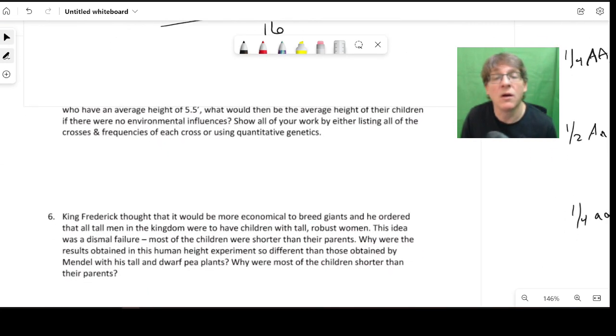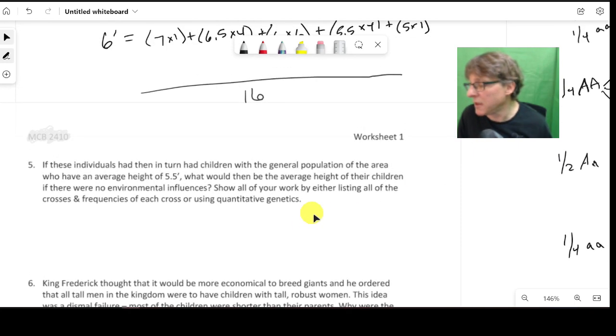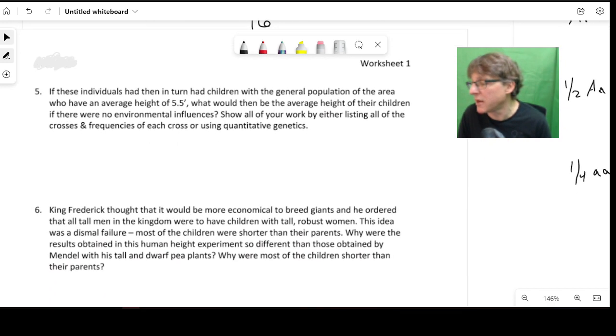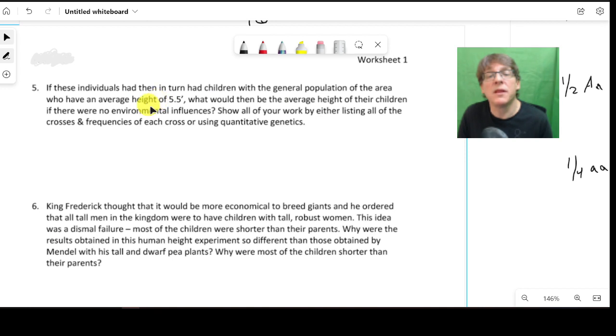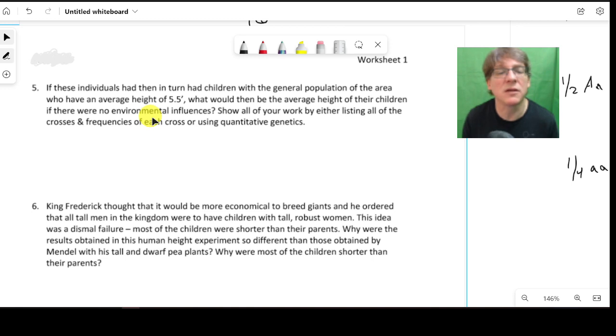Okay, so now if these individuals in turn had children with the general population of the area, who had an average height of 5.5, what would then be the average height of the children if there were no environmental influences? What this means by no environmental influences is that, in terms of broad sense heritability, it would be 1 because there would be no environmental influences at all. And show your work by either listing all the crosses and frequencies or using quantitative genetics.